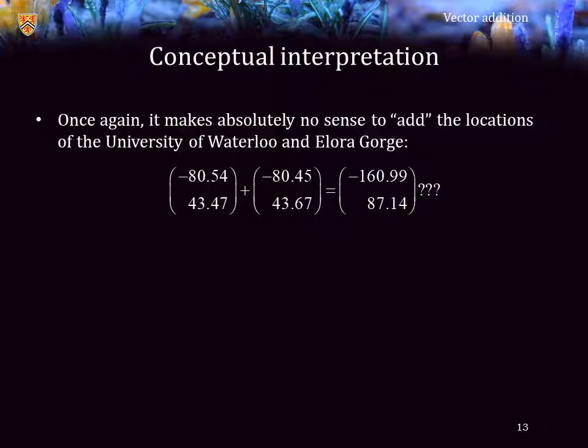So for example, here, if I add the vector that describes the location of Waterloo and the vector that describes the location of Elora Gorge, the result is nonsensical. You cannot add absolute locations and make any sense out of it.